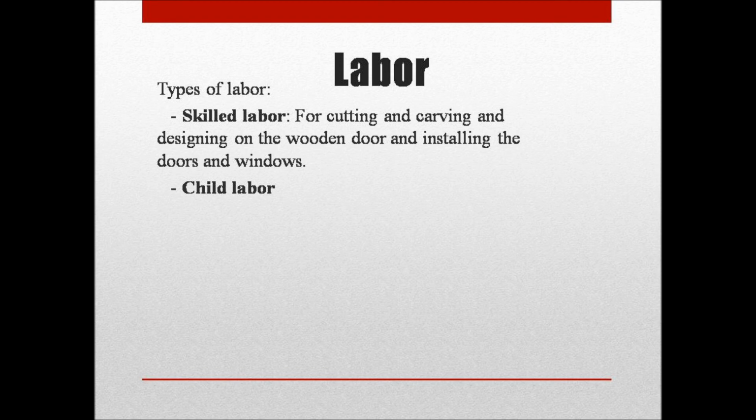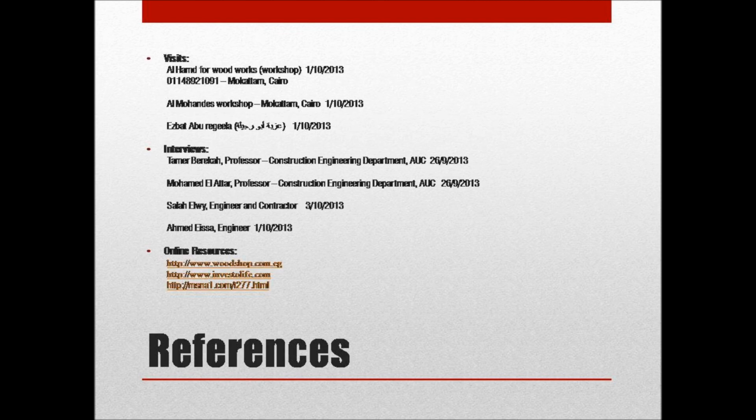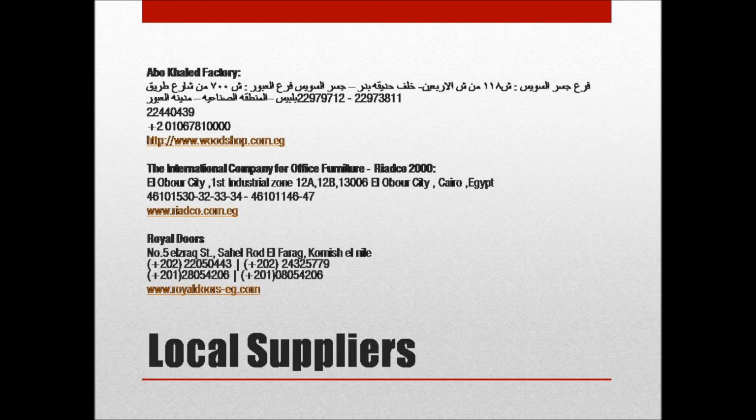There are two types of labor used in Egypt for the manufacture of wooden doors. We found skilled labor and child labor. Here are some references of the places that we went to and the engineers we talked to. Lastly, those are the local suppliers in Egypt that we found.